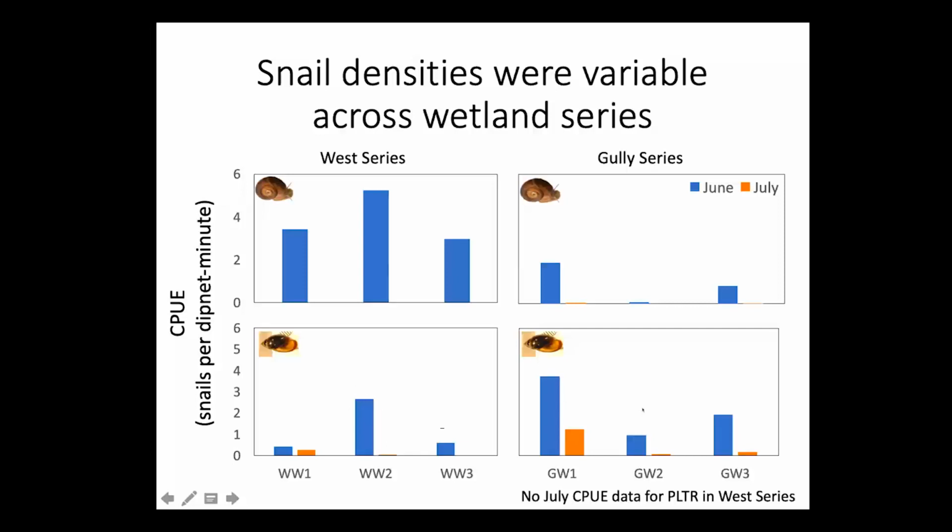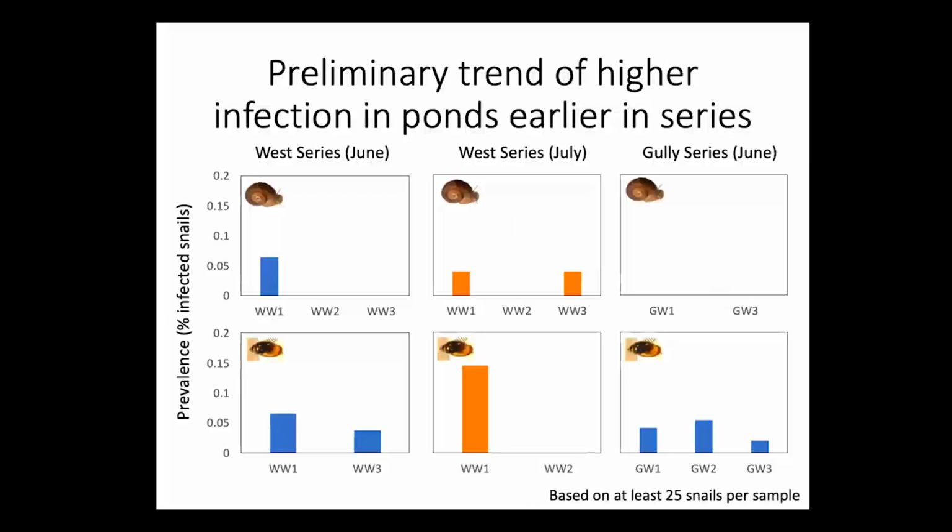We did see evidence of a trend in the Gully series, suggesting potential declines in density as you move from the high nutrient to the low nutrient ponds, or wetlands, in each series. But not an obvious pattern that's consistent across all species and series.